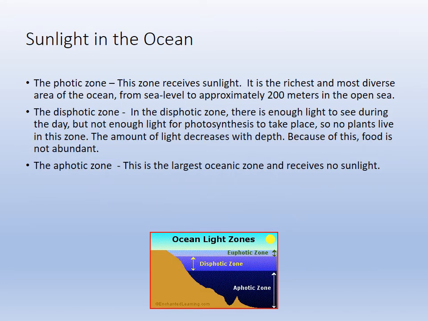There are the zones we mentioned: the euphotic, dysphotic, and aphotic zones. Photic zone, plenty of photosynthesis, 200 meters. Dysphotic, big eyes, a little bit of light, no photosynthesis. And then aphotic, bioluminescence galore, because there's no light being produced any other way.